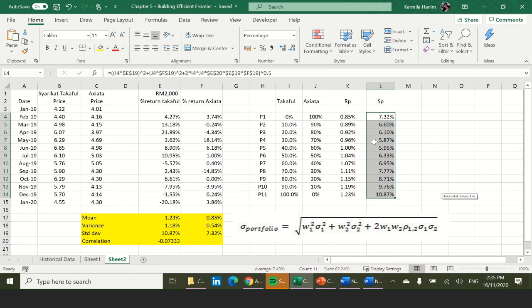So now you already have all the portfolio returns and also portfolio standard deviations for each of these portfolio combinations of weight, different combinations of weight. So from all the portfolios you have created here, we can now plot each return and risk combination on a graph and find the efficient frontier.